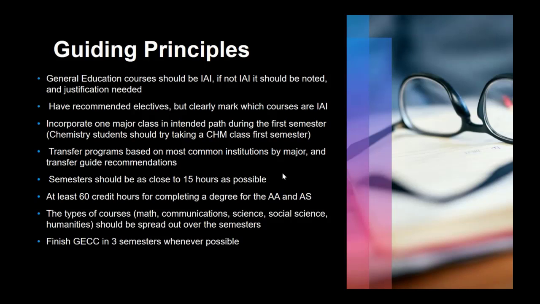And also, we want to make sure that the gen eds are spread out within every semester evenly, but also within 3 semesters if possible. In most of the programs that we revised, it was a possibility, but sometimes it was not. The rationale as to why we want that is so that students can complete the GECC, the General Education Core. That GECC allows them to still earn a credential when they transfer. So even if they don't end up getting an associate's degree, at least they've met the core requirements for the general education. And these guiding principles were done with a lot of research in mind.